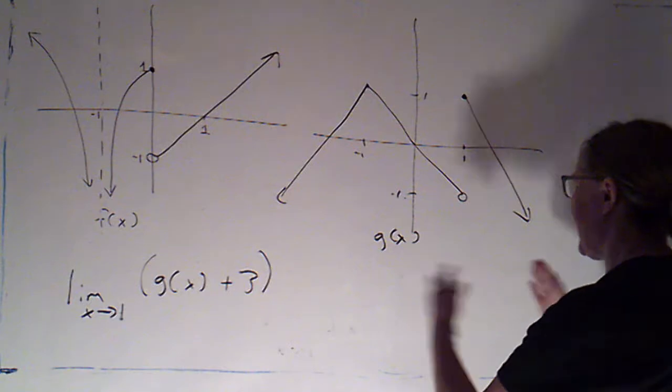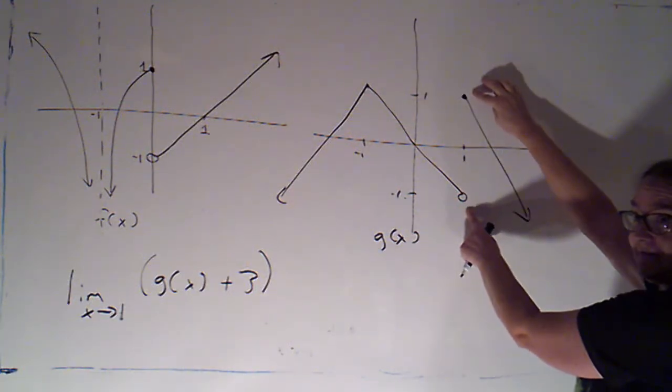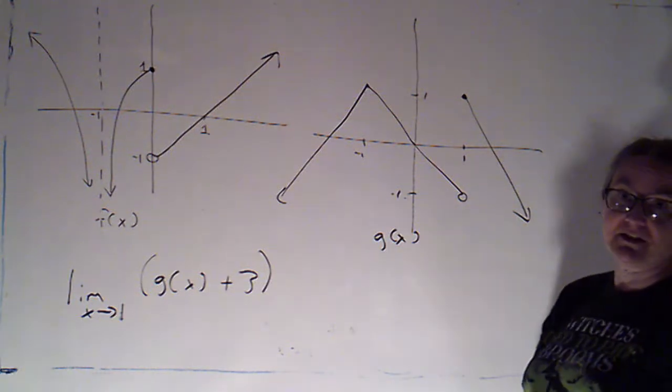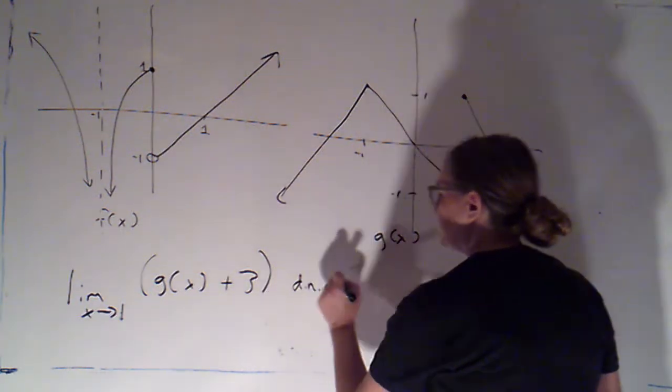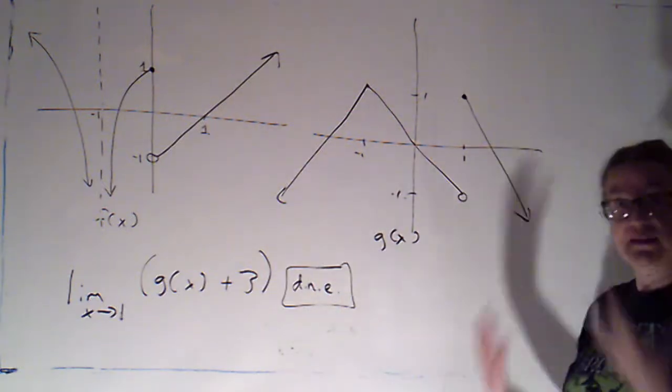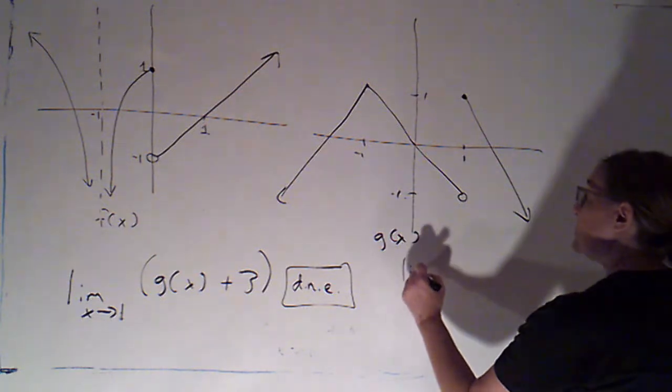It's not like it's going to behave differently from the left and from the right to somehow counterbalance the fact that this behaves differently from the left and the right. So the answer is this limit simply does not exist. Now, I would be fine with you simply stating that.